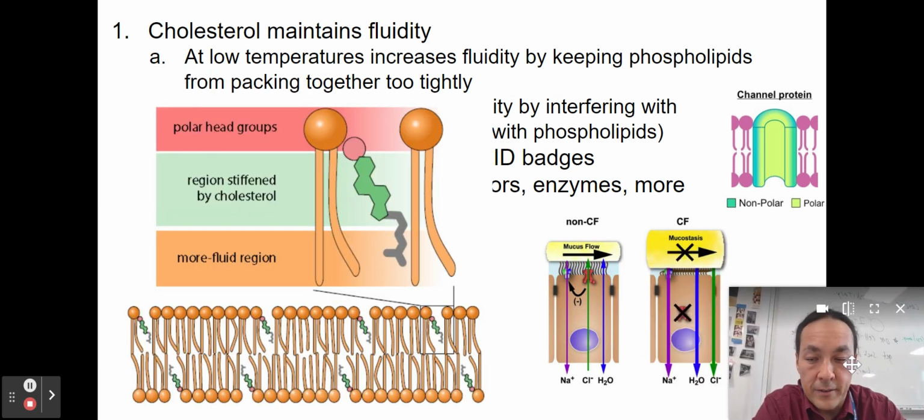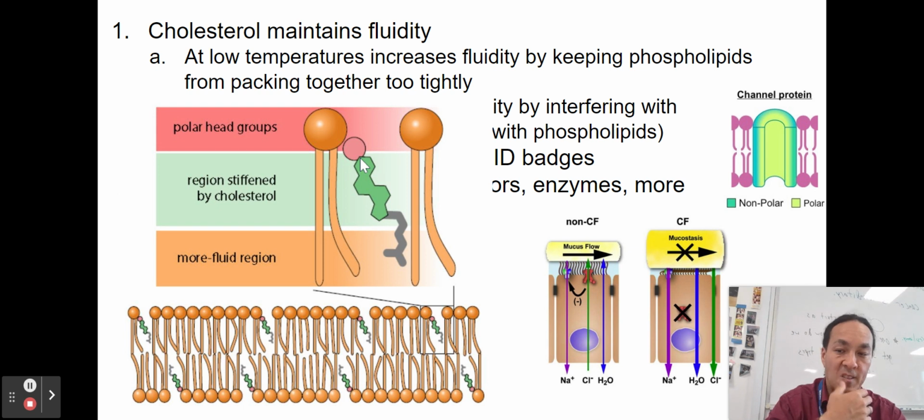Here is the image of cholesterol. So the cholesterol is going to grab onto the polar head, part of it will, and it will help to stiffen this region, and this region can be more fluid, right? And it can be in a ratio that is appropriate for the cell.